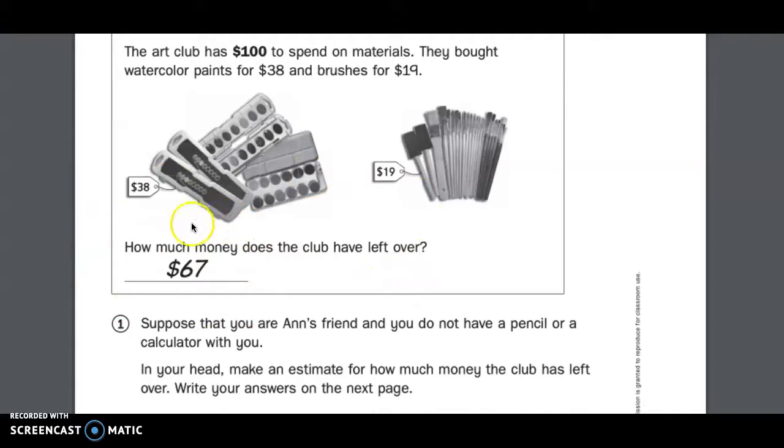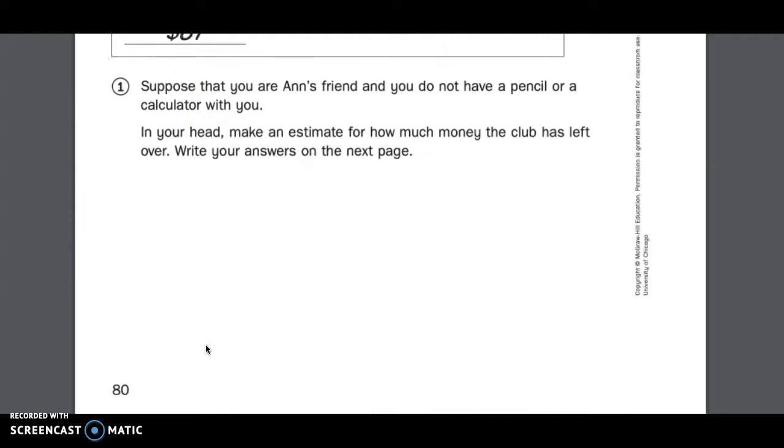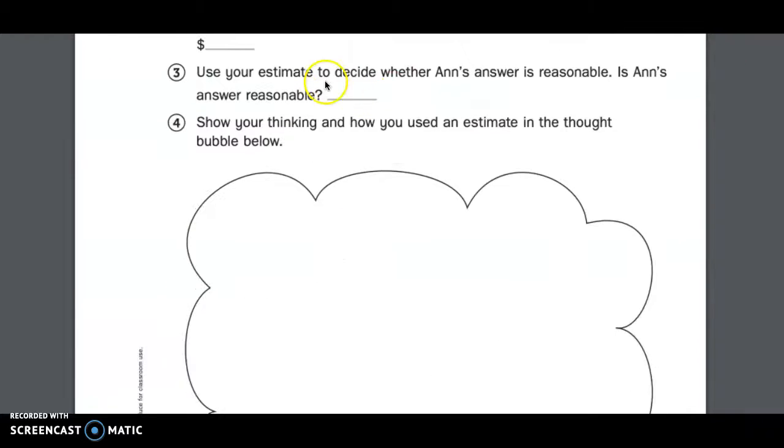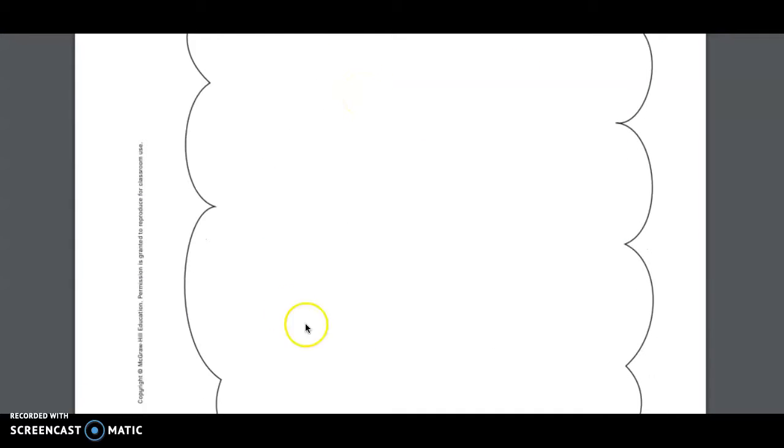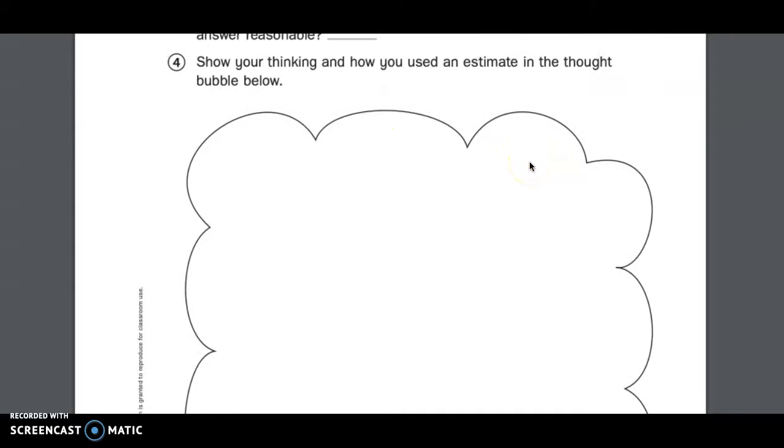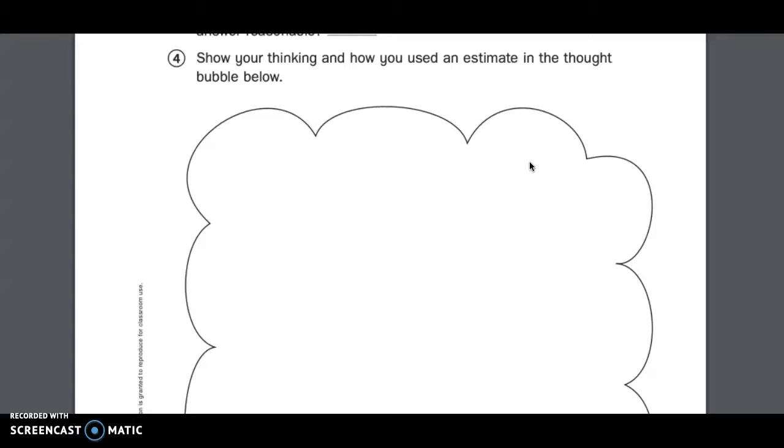When you come up with an answer, is it close to $67? Was Anne's answer reasonable? Show all of your work in this cloud, okay? And then write on the template attached and send it to your teacher.